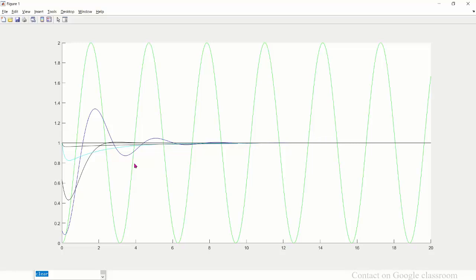So what value of zeta is to be chosen for a system depends upon what application you're talking about. For example, if I talk about a... can anyone give me an example of a second order system used in real life? Where in your daily usage have you seen second order systems?